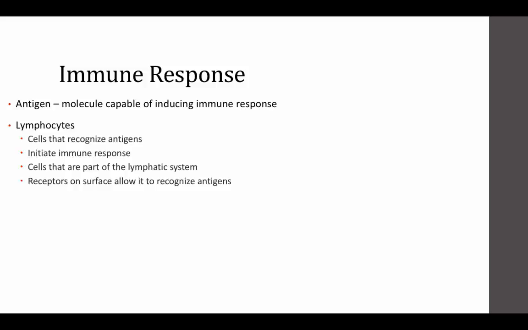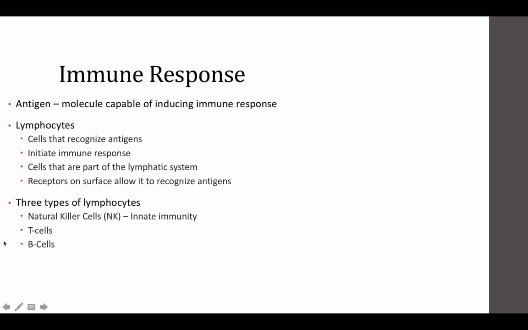Then we have lymphocytes. These are cells that recognize those antigens on those foreign invaders and get that immune response initiated. They are part of the lymphatic system, and they have specific receptors on their surface for those antigens. There are three types of lymphocytes. There are natural killer cells, which are part of our innate immunity. These are broadly acting cells that are ready to go all the time, so to speak. Then we have our adaptive immune cells. These are T cells and B cells that target particular antigens.